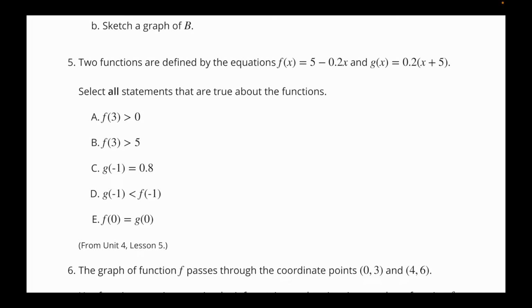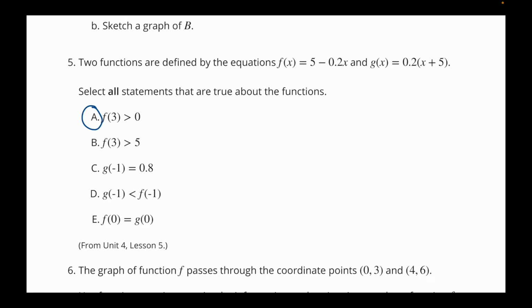So this is going to be really just some plugging in information. Is the function value of 3 greater than 0? Well, yes. The function value of f for 3 is greater than 0 because I'm going to have 5 and subtracting 0.2 times that number. 0.2 times 3 is 0.6. So A would be correct.